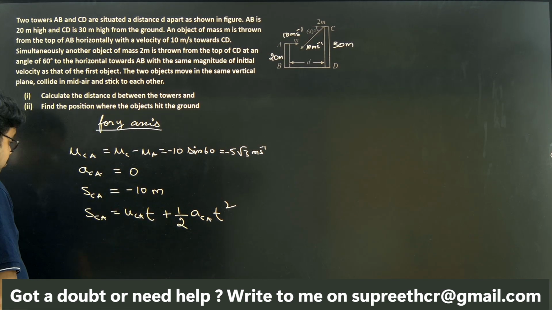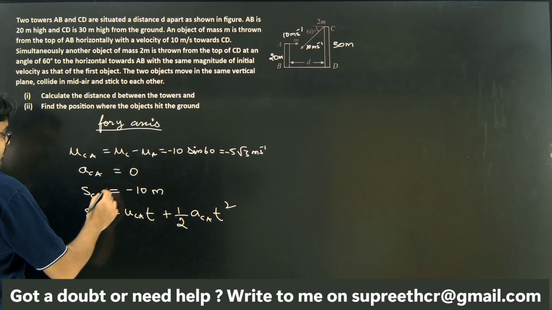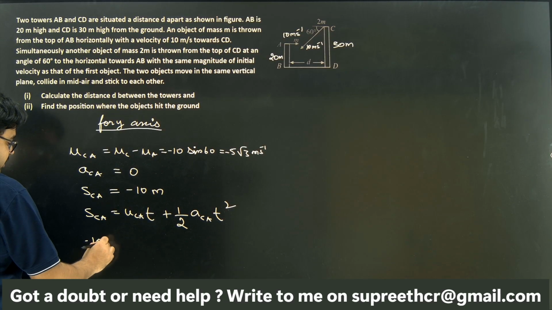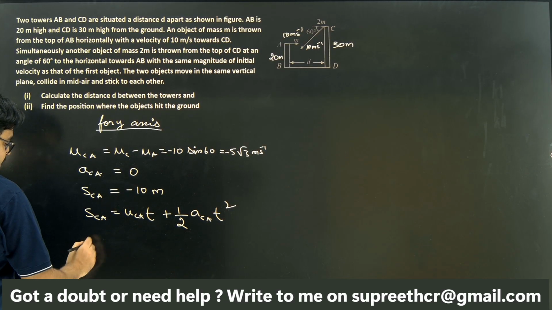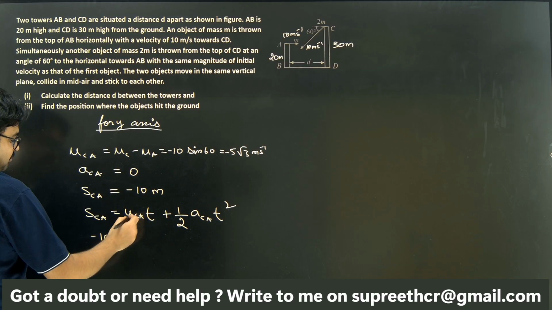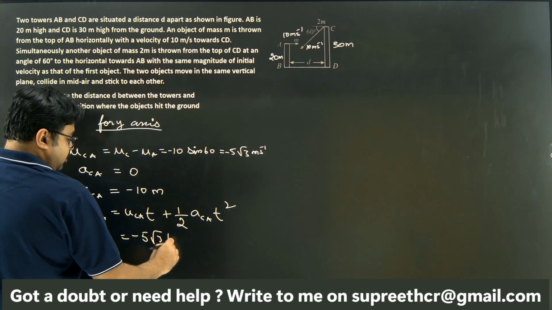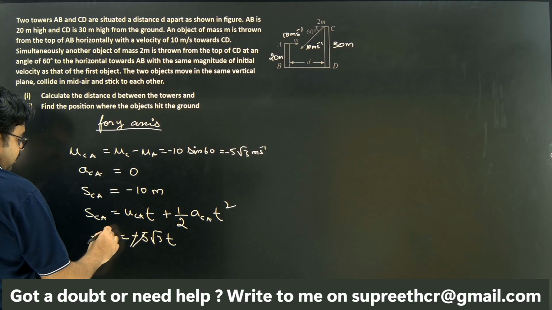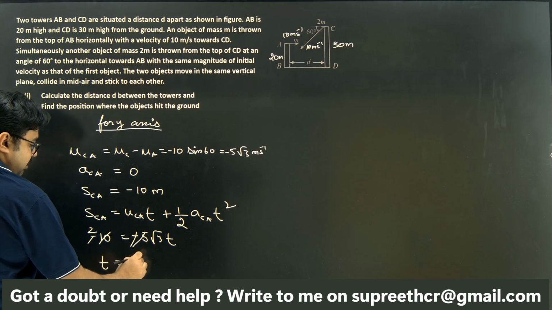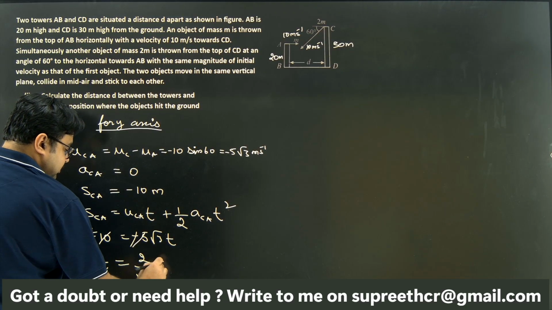What is the time you will have? SCA, dear friends, is minus 10 meter. It's equal to minus 10, and here it is minus 5 root 3 into T. Minus signs go away. 5 ones are 5, twos are 10. T would become equal to 2 divided by root 3 seconds.